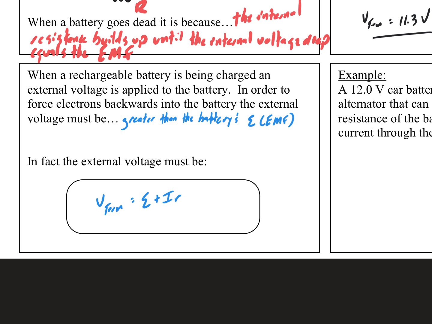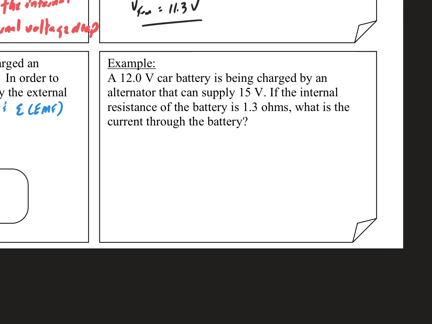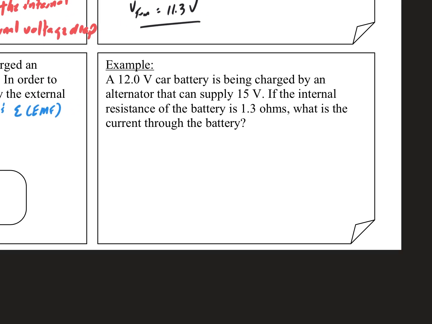A question like that sounds something like this. We have a 12-volt battery being charged by an alternator or something else that can supply 15 volts. Most internal combustion engines have this setup. If the internal resistance of the battery is 1.3 ohms, what is the current through the battery? We use the same idea, but backwards: electromotive force plus Ir.